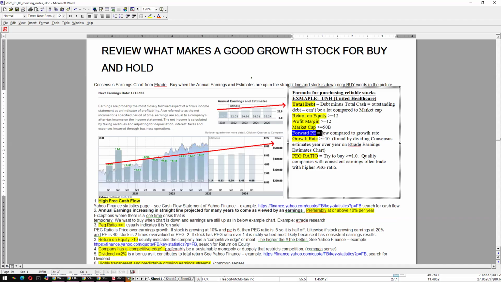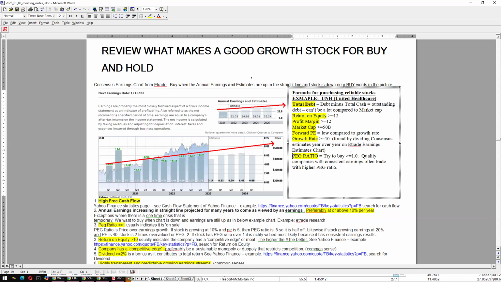Forward PE, the lower the PE ratio, the better compared to the growth rate. We like to have the growth rate of the company greater than or equal to 10. I define the growth rate as follows: if you subtract the forward earnings estimates, divided year by year, you'll get the actual growth rate that the earnings are growing.